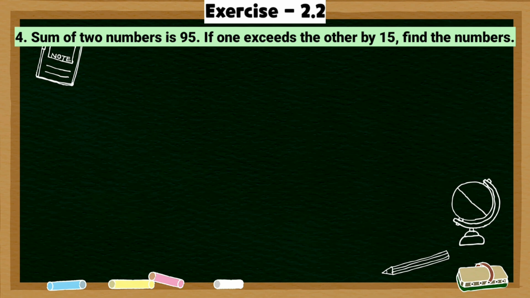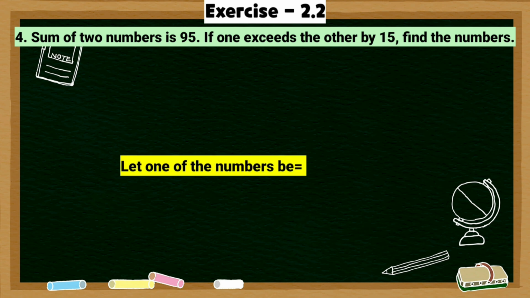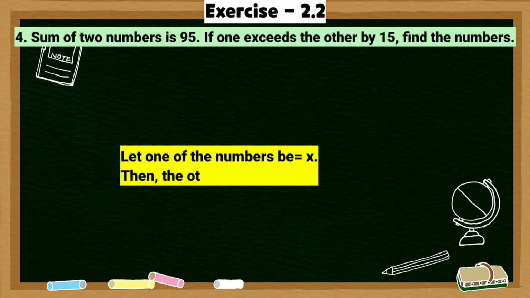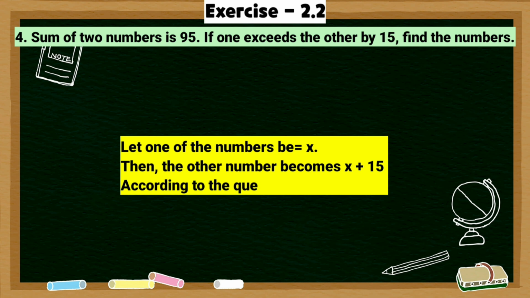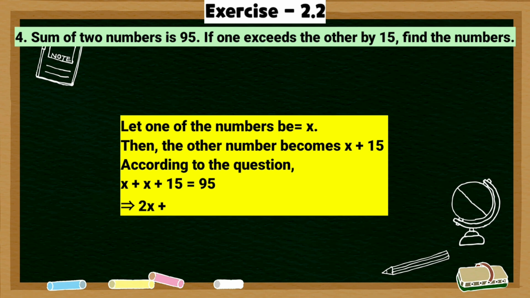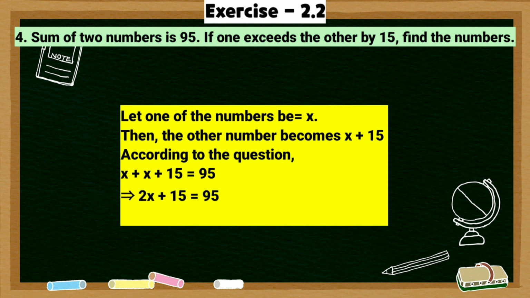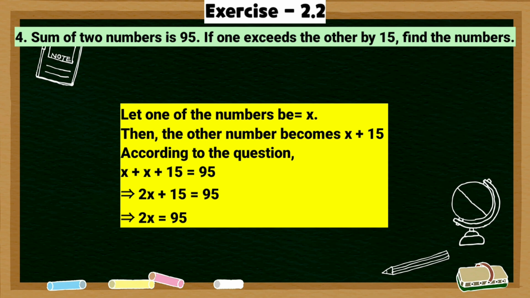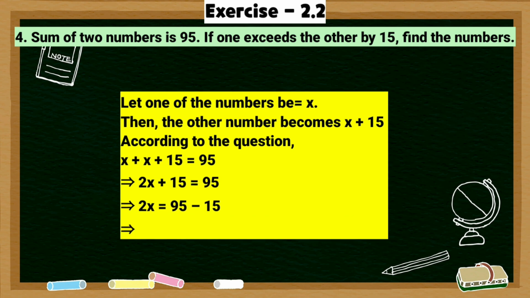So सबसे पहले हम करेंगे इसमें, let one of the numbers be x. तो दूसरा नंबर आपका हो जाएगा x + 15. सो अकॉर्डिंग टू द क्वेश्चन दोनों का सम 95 है. So x + x + 15 is equal to 95. On solving, 2x + 15 is equal to 95. So 2x is equal to 95 minus 15, 2x is equal to 80.